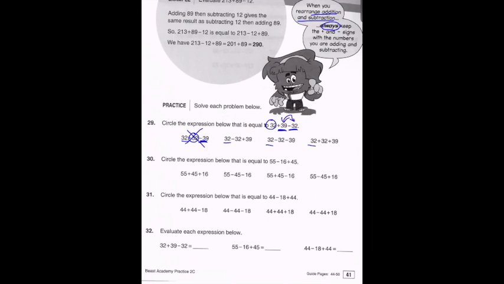Now for the second option, 32 is being subtracted, so that's correct, and 39 is also being added, so this is going to be correct. Then for the third option, 32 is being subtracted, but now 39 is also being subtracted when it should be added, so this is incorrect. And 32 is now being added while 39 is being added when 32 should be subtracted, so this is also incorrect.